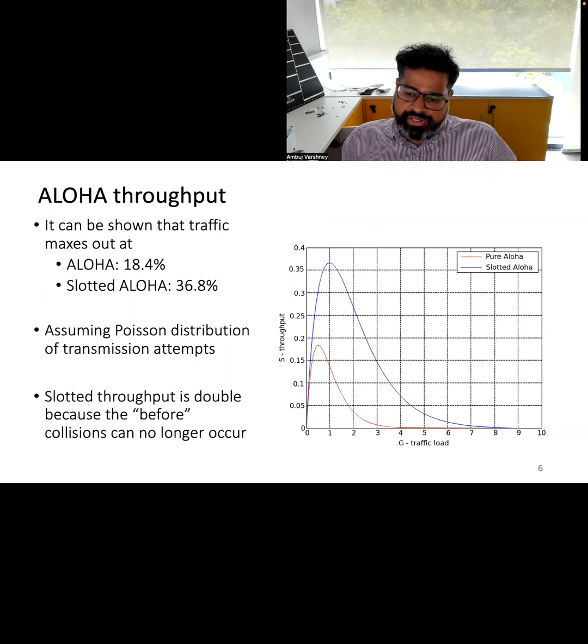In the case of slotted Aloha, in contrast, the maximum throughput that we can achieve is approximately 36.8%. By dividing the time into synchronized slots, the slotted Aloha protocol effectively doubles the throughput when we compare it to the original Aloha protocol. The increased throughput is due to the reduced likelihood of collisions, as the transmissions are now restricted to the beginning of the time slots.